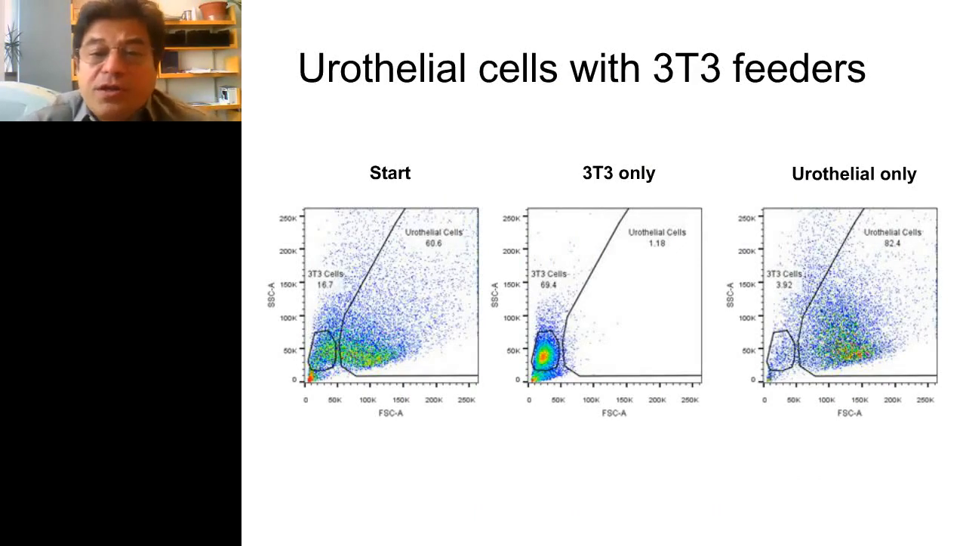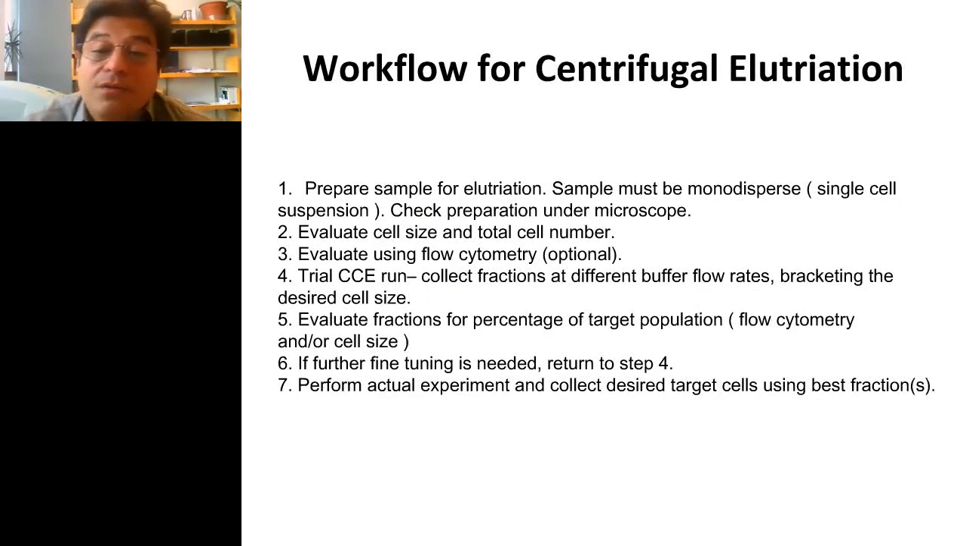Here we have an example from our lab of a culture of urothelial cells with 3T3 feeders, a bovine urothelial cell culture, and we can see pretty effective removal of 3T3s from the urothelium using the elutriator from the starting population in the left frame. So just an illustration from our own lab of what can be done.